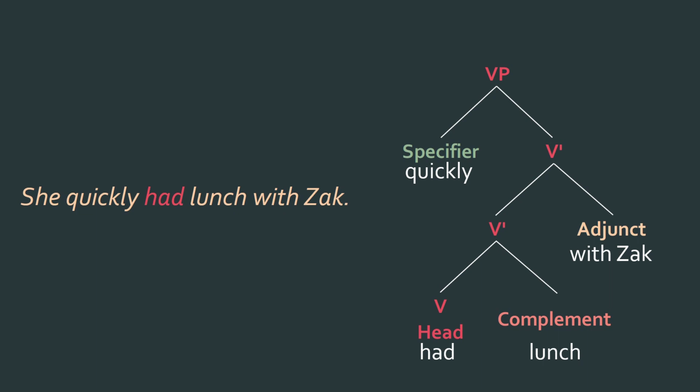As you can see, the head of the verb phrase is the verb had. The specifier here is the adverb quickly, which modifies the head. The adjunct is the preposition phrase with Zach. The complement is the noun and the object, lunch.